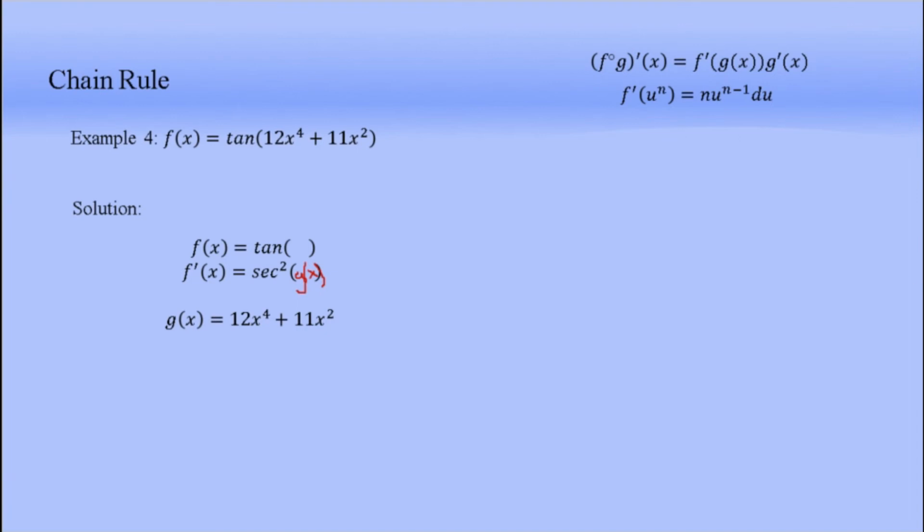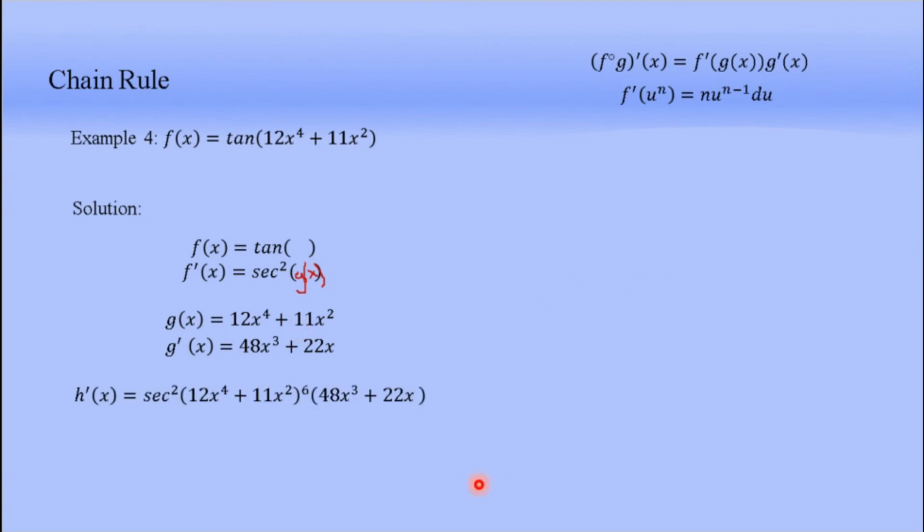So for the derivative, we will be applying the constant multiple rule of differentiation. So the derivative of 12x raised to the 4th power is 48x cubed, and then the derivative of 11x squared is 32x.